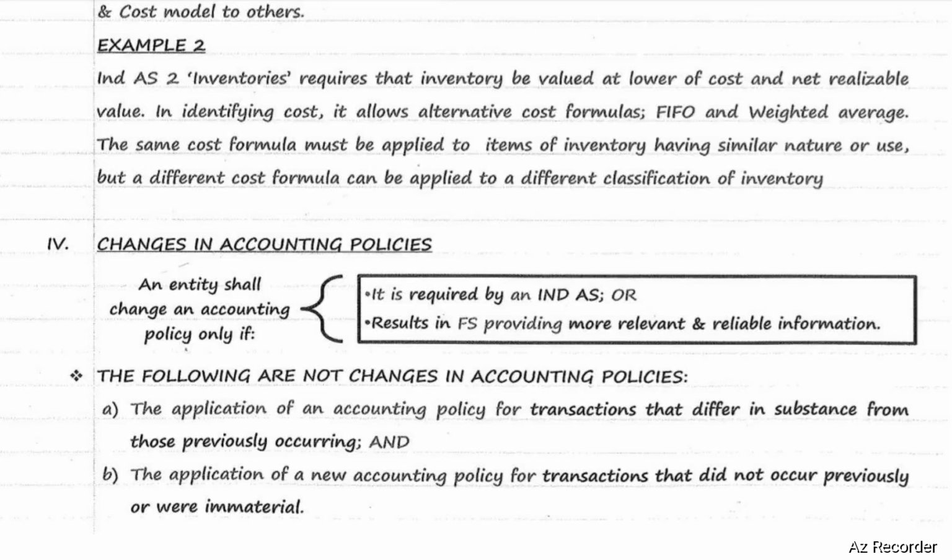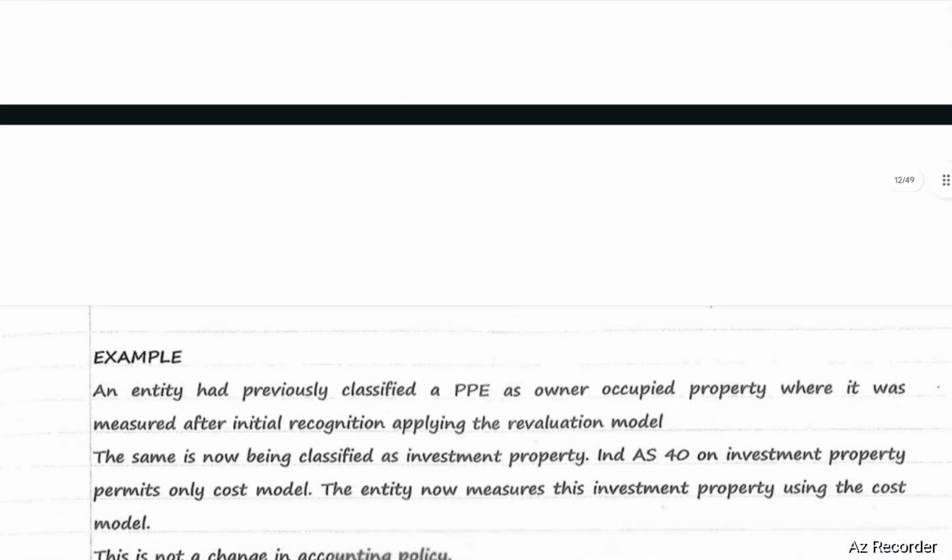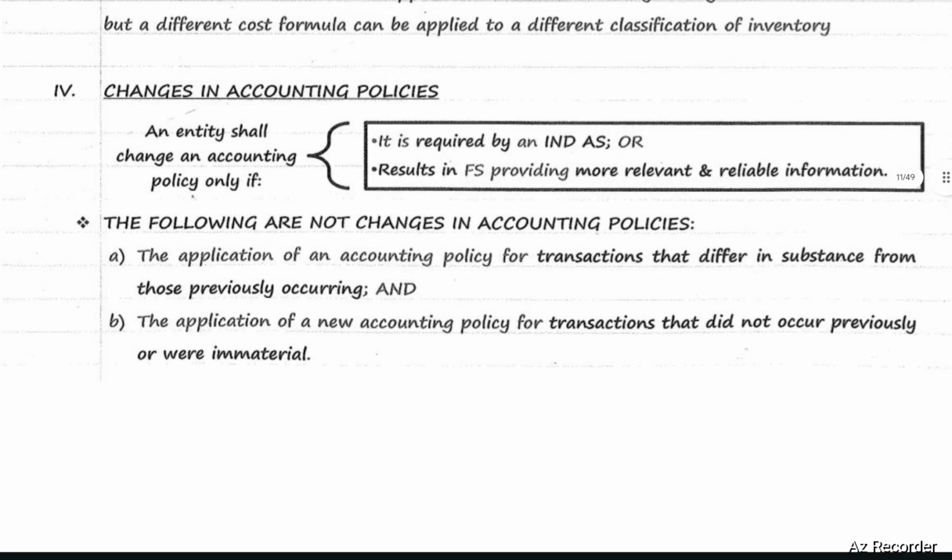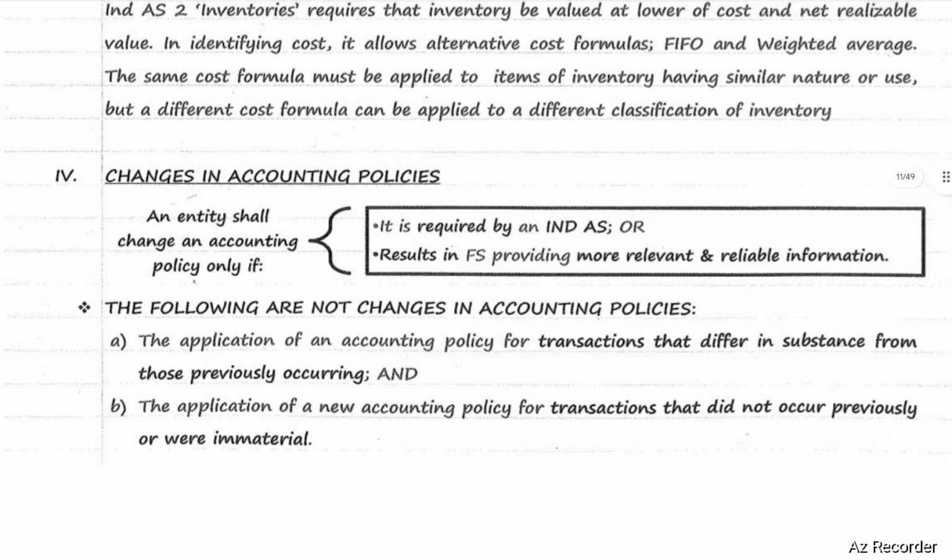Following are not changes in accounting policies. First one, application of an accounting policy for transactions that differ in substance from those previously occurring, and application of a new accounting policy for transactions that did not occur previously or were immaterial. These two are not considered as changes in accounting policies.